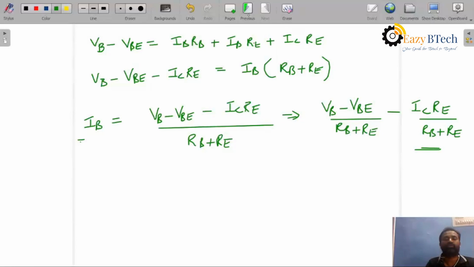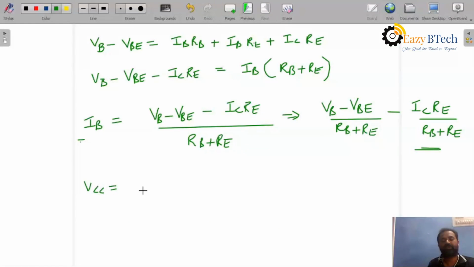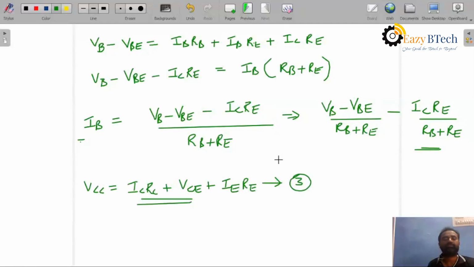In loop 2, applying KVL, you will get VCC equals IC RC plus VCE plus IE RE. We can write this equation as VCC equals IC RC plus VCE plus IE RE. This is equation 3. This is the expression we get, and this is the IB value.